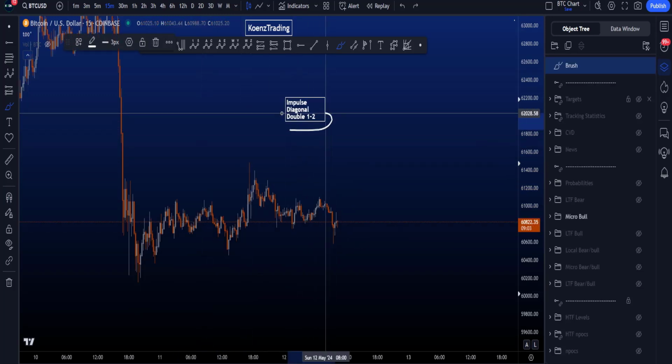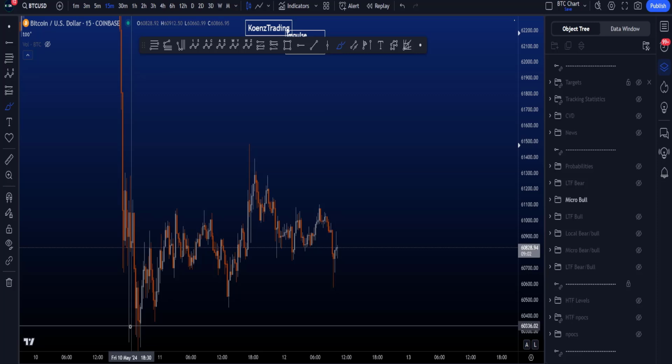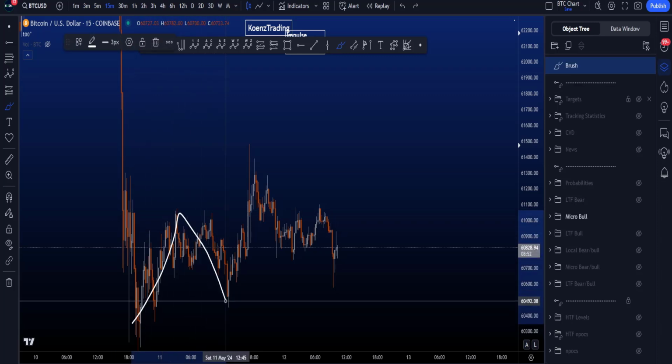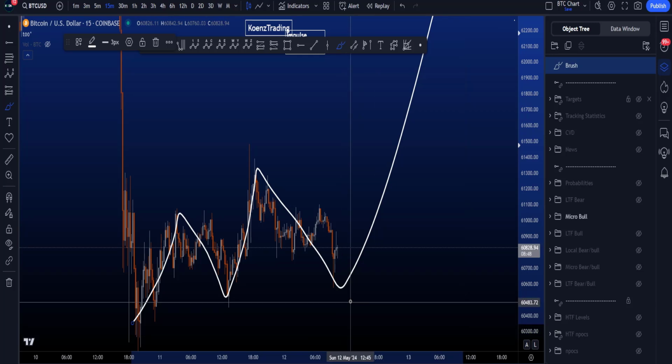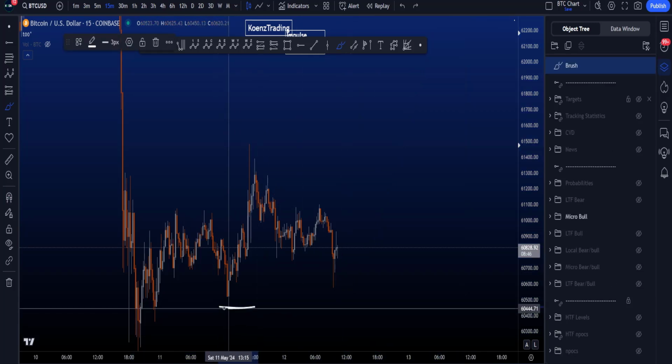So that then leaves us with the double 1-2 scenario, where this is your wave 1, your first wave 2, and then another wave 1, 2, and you want to see impulsive continuation to the upside in a wave 3. The invalidation for this scenario, however, is price taking this low here at 60.4k.